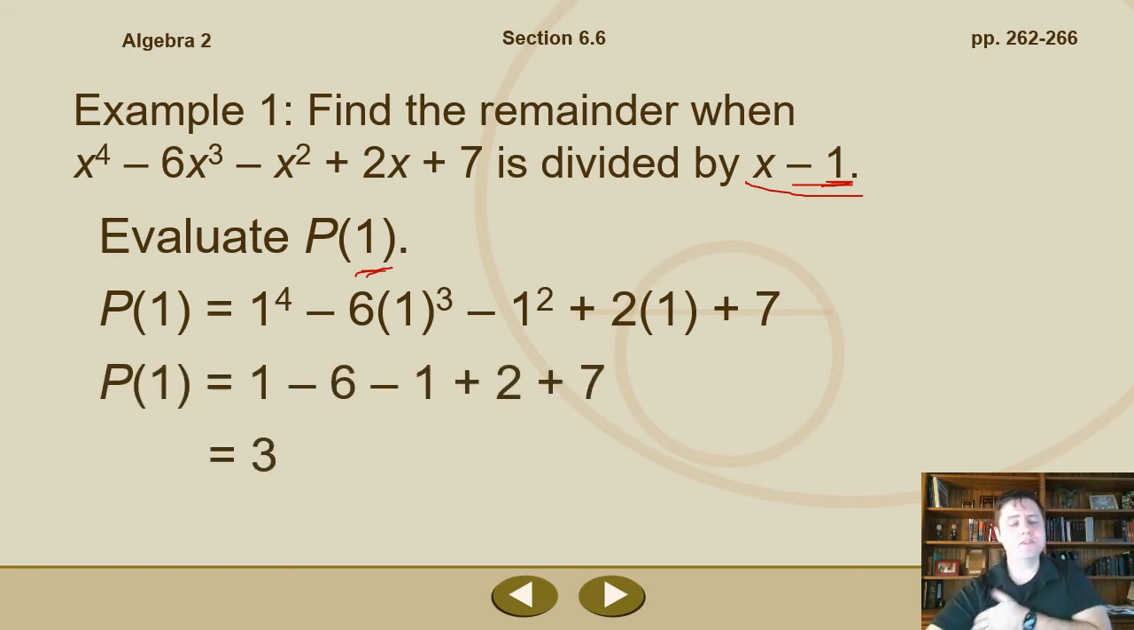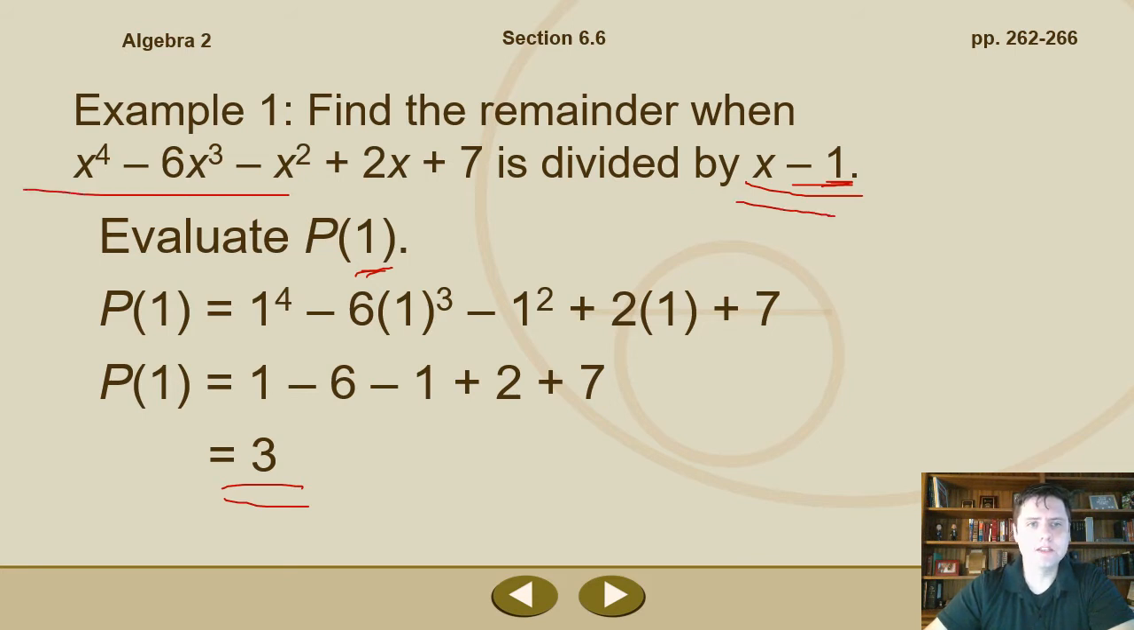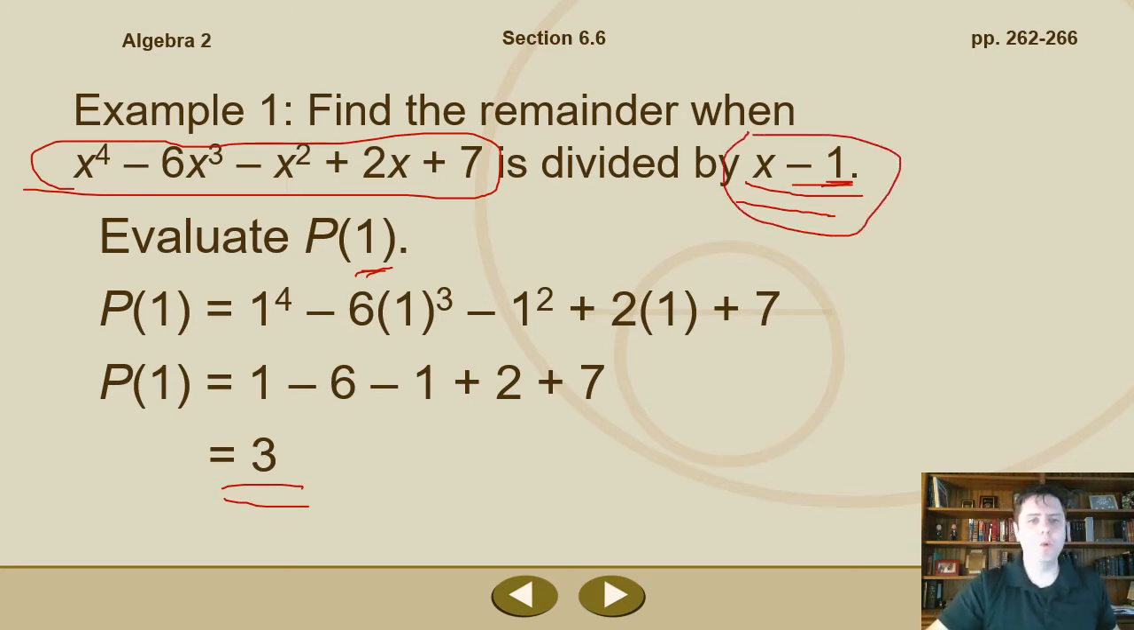So what the theorem tells us is that whatever that answer is, this 3, that is going to be the remainder whenever I divide this polynomial by this binomial. So without even having to do the division, we know what the remainder will be. We just plug in the opposite sign of this part into the actual equation, and whatever answer we get out, that is the remainder if we were to do the entire division.